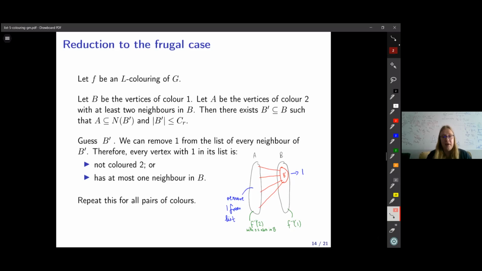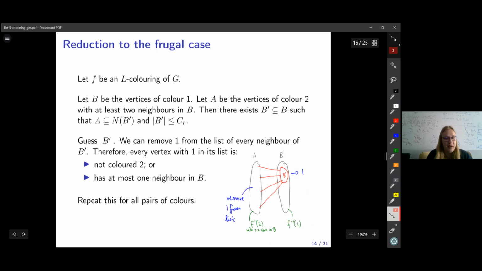And if we do this for all pairs of colors instead of just 1 and 2, we'll arrange that for every vertex colored any color, if he still has some color in his list, either that's the color he gets, or he has at most 1 neighbor of that color. Right? We cannot play this game with both sides being the pre-image of 2, but for 1, we can do this to every other color. And so for every other color, every vertex will have either lost 1 from its list or have at most 1 neighbor here.